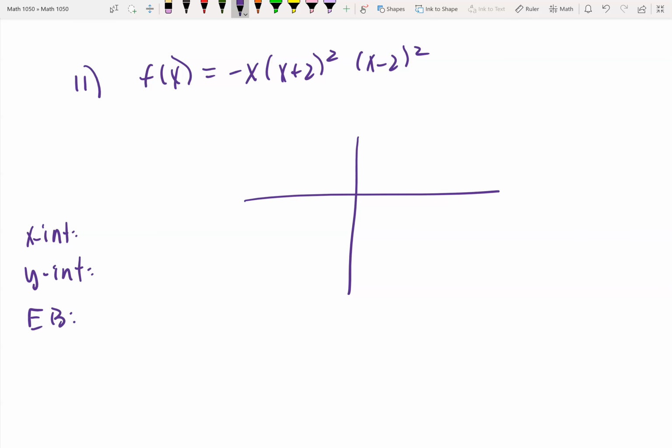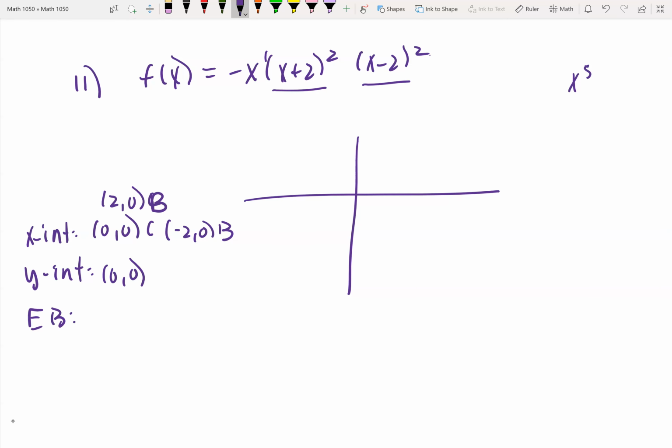So x-intercepts, let y be 0. So that would be 0, 0 from that, and that would be cross. This guy right here gives you -2, 0, that's bounce. This guy gives you 2, 0, and that is bounce as well. If 0, 0 is an x-intercept, it's also a y-intercept. And end behavior, 2, 4, 5, you have to add those exponents, but it has a negative. So it's a cubic, but your cubic has a reflection. So your end behavior is actually this guy. So it's left up and right down.